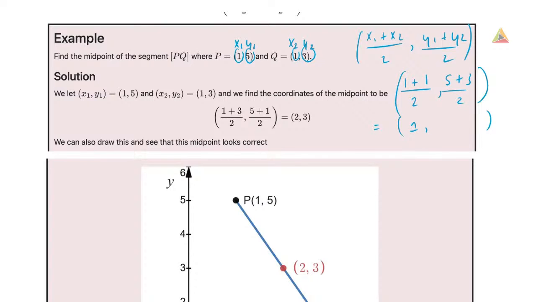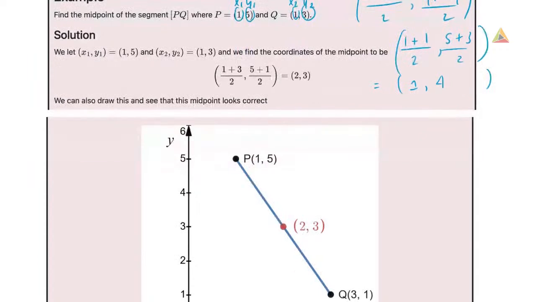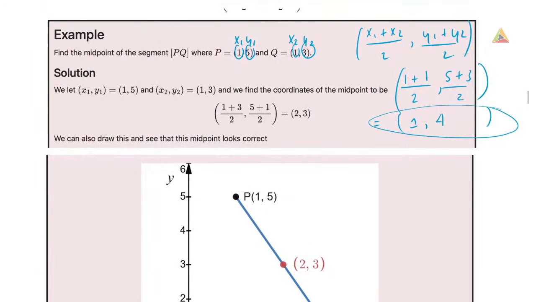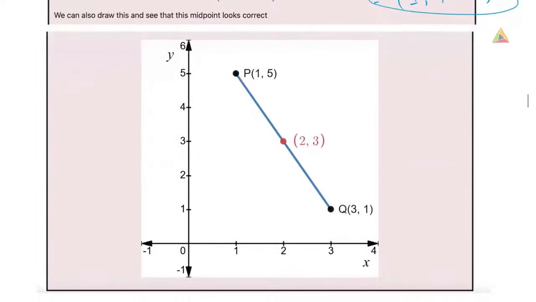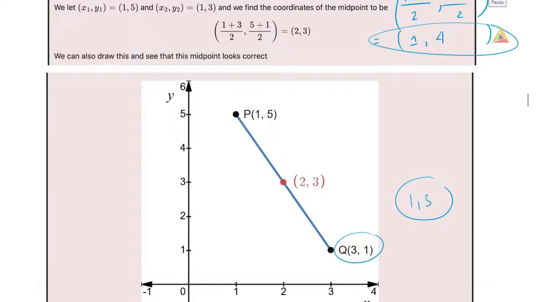Then we have 5 plus 3, which is 8. 8 divided by 2 is 4. So the midpoint there is (1, 4). So that's your midpoint. Now I see on this example, they've actually switched the point to (3, 1) instead of (1, 3). So I'm going to redraw it.